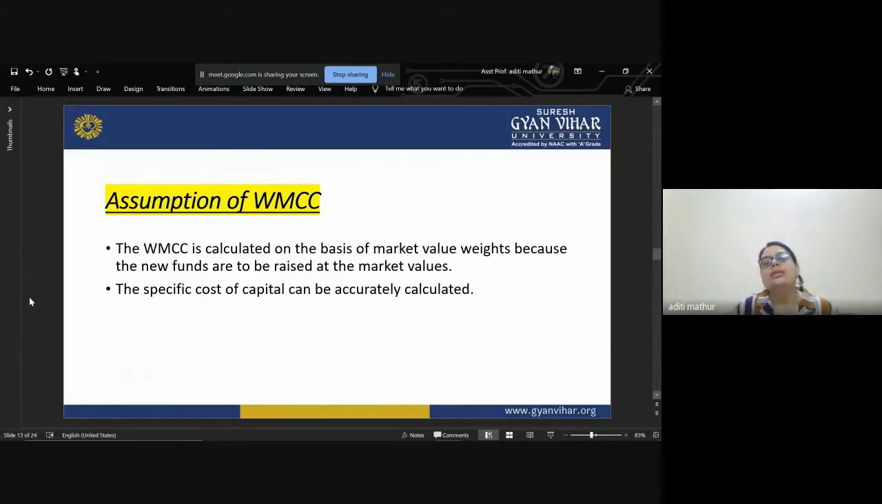The assumption associated with WMCC is that the WMCC is calculated on the basis of market value weights. So the first difference between WMCC and WACC is that WACC can be calculated with the help of both market values and book values. But when we talk about the calculation of the WMCC, then we only take into consideration the market values. Why is that so? Because the new funds are raised at the market values. The specific cost of capital can be accurately calculated.